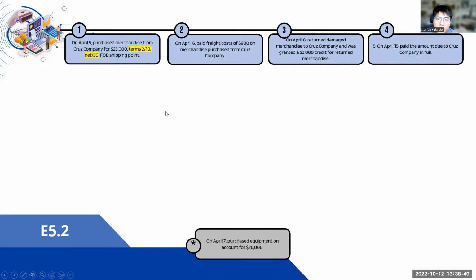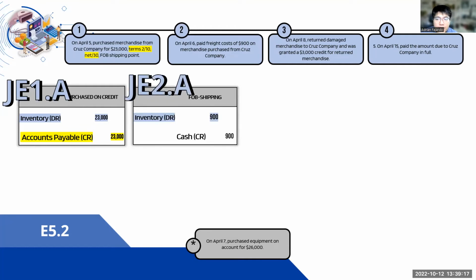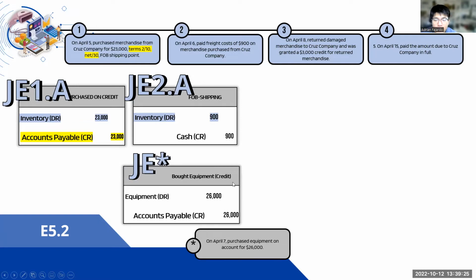So now, under perpetual system, how do we record purchases, right? Basically, we just debit inventory, credit accounts payable of 23,000, right? Next, there is freight. So it said the company paid for freight. And if we pay for freight, then we know that it's probably FOB shipping. If FOB shipping, we create a journal entry, which would be debit inventory, credit cash of 900, right? And then on April 7, we have an equipment. We bought an equipment, and therefore it's debit equipment, credit AP of 26,000, right?